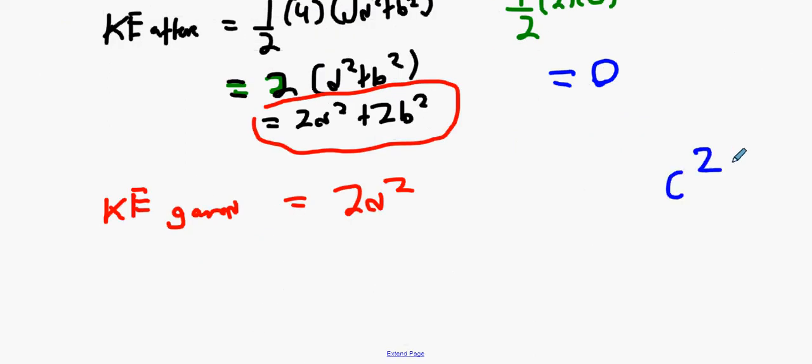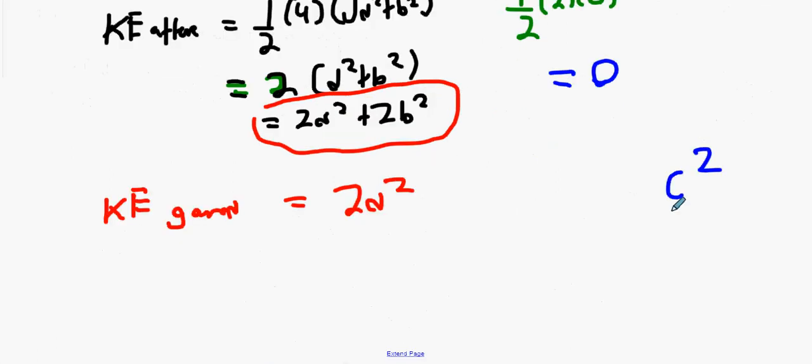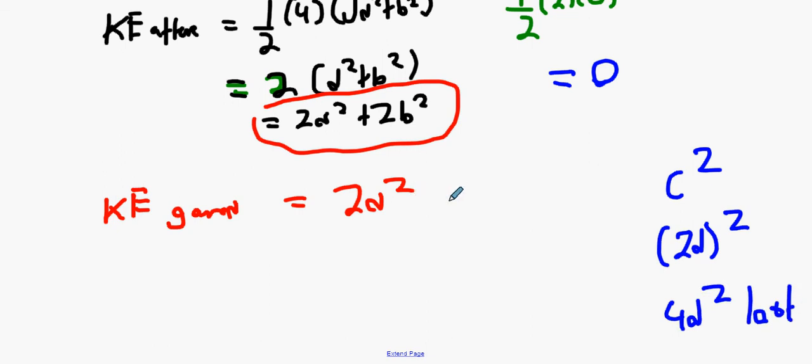Okay. Now this is where this comes in handy. Remember we had earlier on this little nugget here. c equals 2d. Now we can directly compare them. c squared is 4d squared lost versus 2d squared gained. You can see that that's half as much, isn't it? And that's what they were looking for. You may have to go over that again. But, try question 10 now.